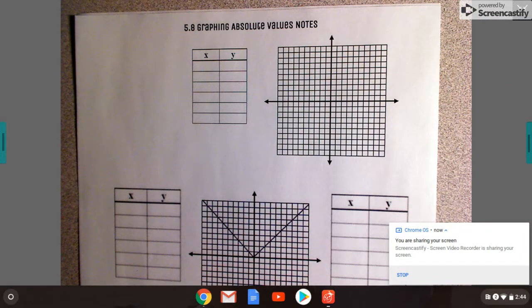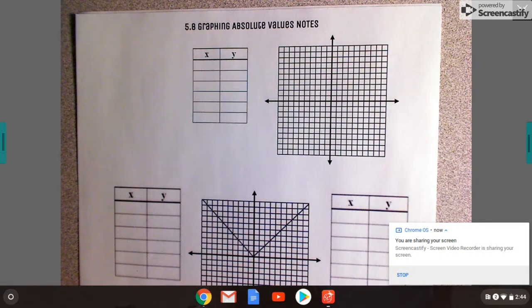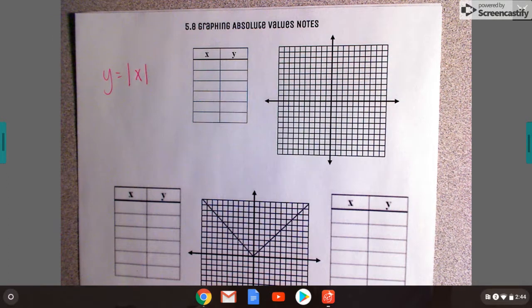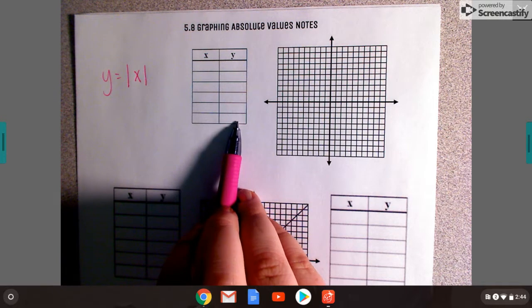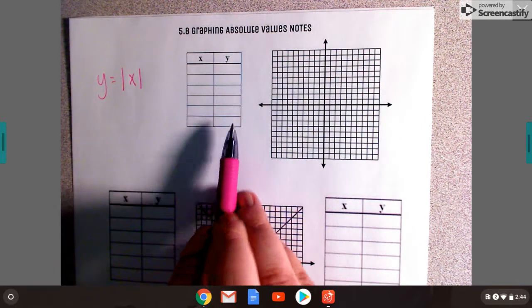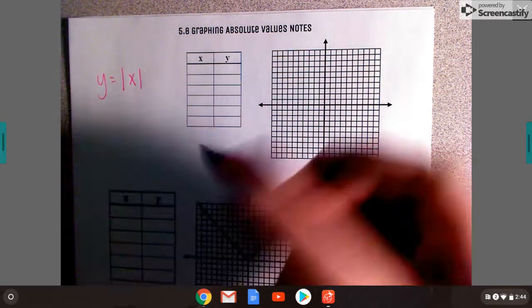We're going to work through our notes on graphing absolute value. So the game plan here is we're going to first think about a parent function, and that is going to be that of y equals the absolute value of x. We're going to get a table going here of some values, and then we'll get an idea of what this graph looks like. So let's start off with some points in the negatives and the positives.